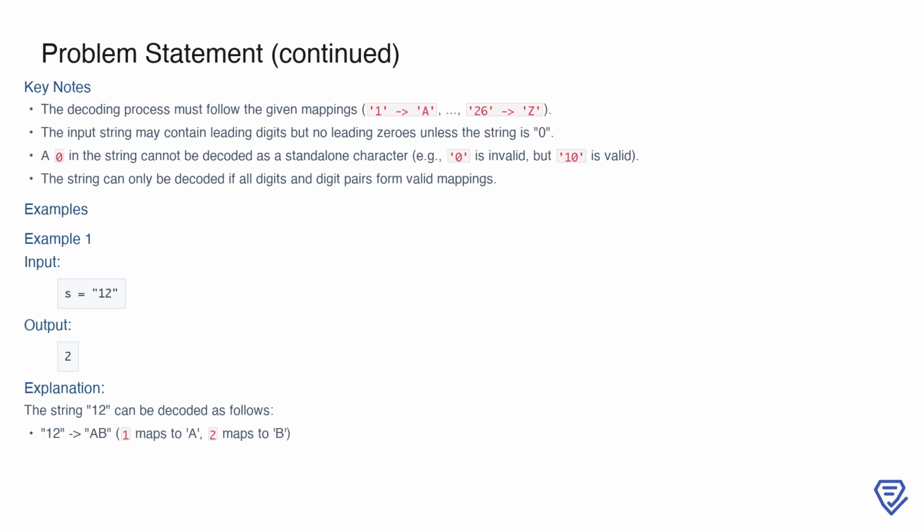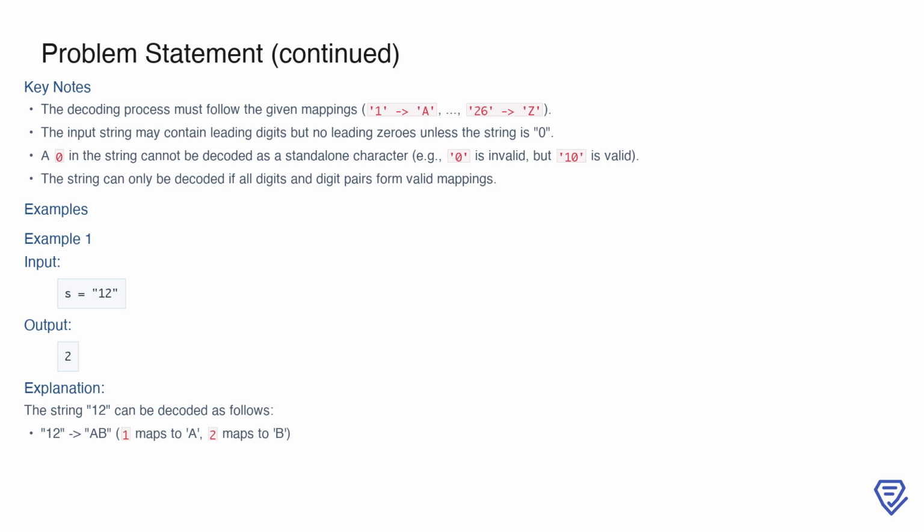The string cannot start with a 0 unless it is the single-digit 0, because 0 does not map to any letter on its own. For example, the standalone digit 0 is invalid, but a sequence like 10 is valid because 10 maps to J. Additionally, every single digit or pair of digits must correspond to a valid letter from the mapping. Let's explore an example.